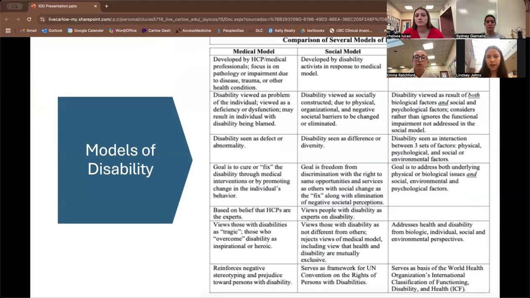So here we have the different comparison models of disabilities. First there's the medical model, and from the medical model's viewpoint, disability is seen as a defect or abnormality. The social model is when disability is seen as a difference or diversity, and the biopsychosocial model is when disability is seen as an interaction between three sets of factors, which are physical, psychological, and social or environmental factors.